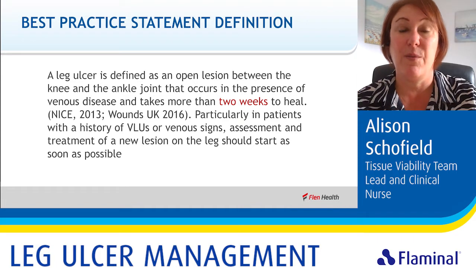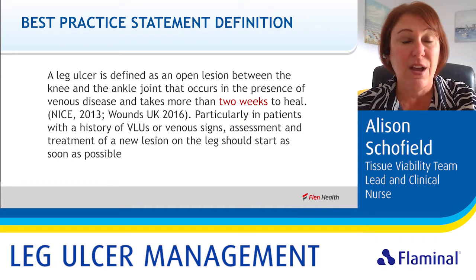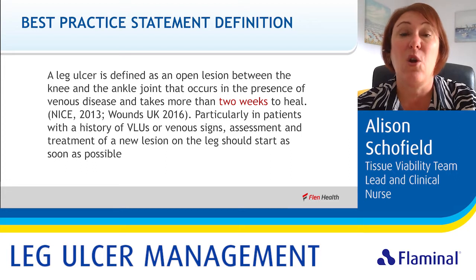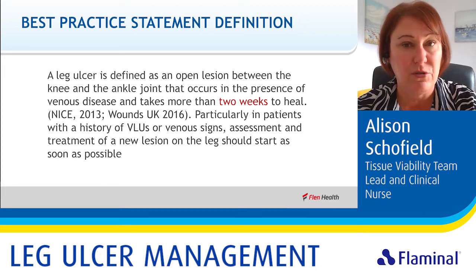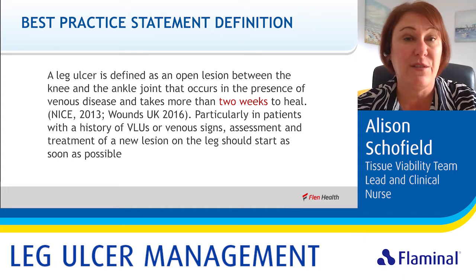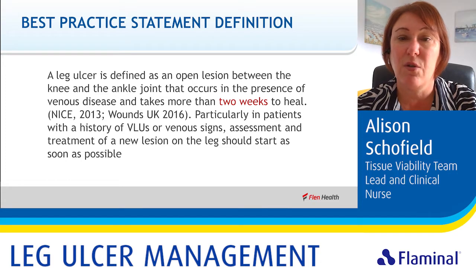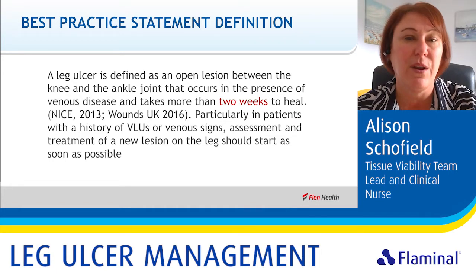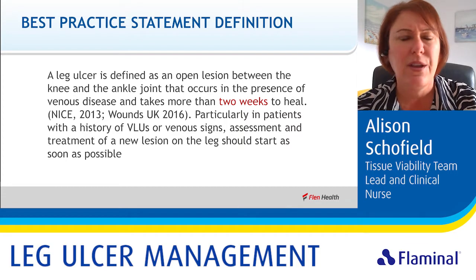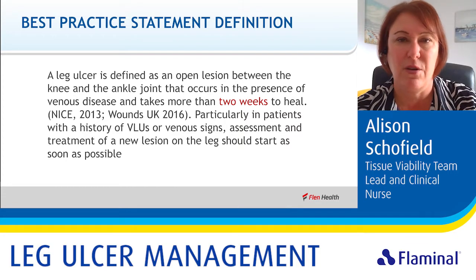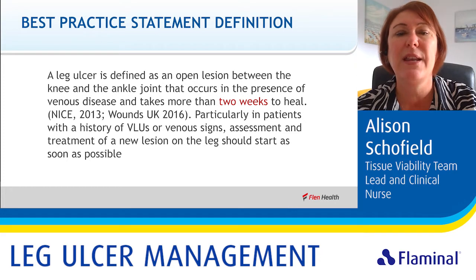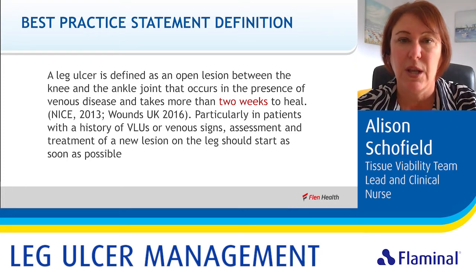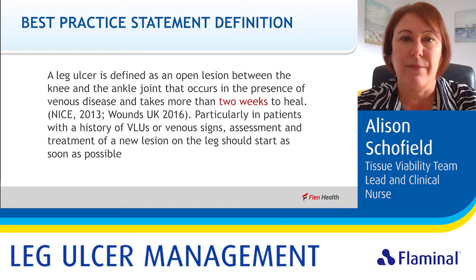So just a reminder of the best practice statement definition of a leg ulcer. This is defined as an open lesion between the knee and the ankle joint. So we're talking about venous leg ulceration. This occurs in the presence of venous disease and it takes more than 2 weeks to heal. Particularly in patients with venous leg ulcers or venous signs, the assessment and treatment of that new lesion to the leg, however that is caused, it might be a scratch, it might be a knock to the leg, it might be an insect bite, we need to start treatment as soon as possible to get the ulcer healing quickly.